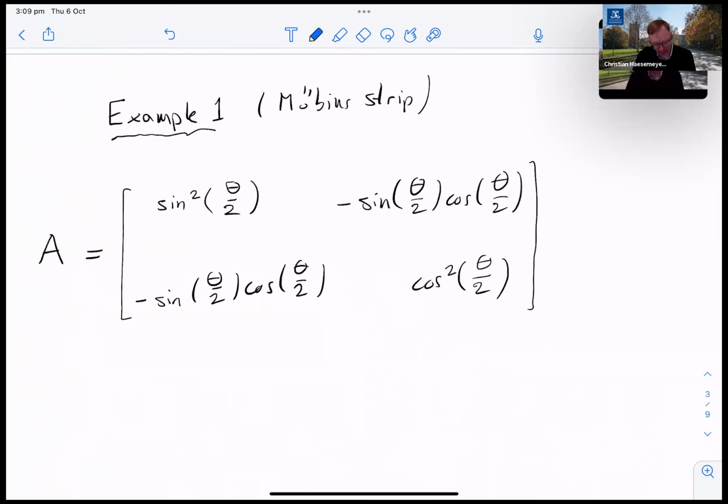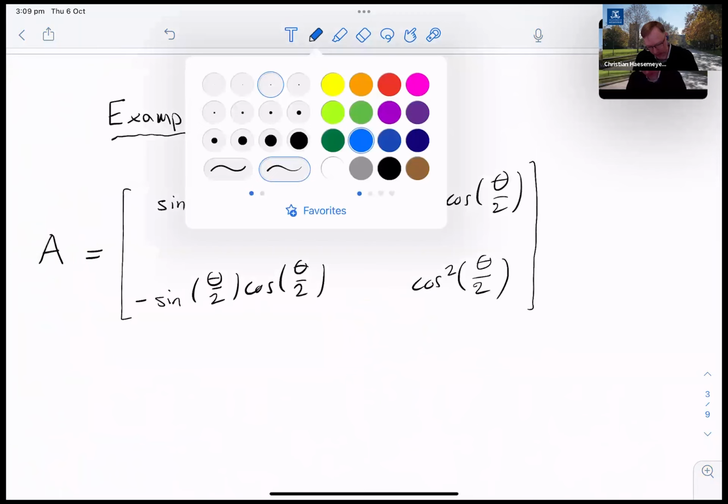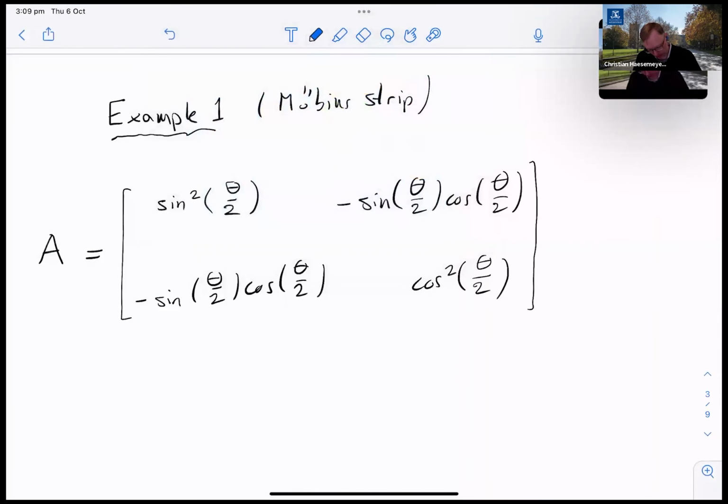So in this case, the matrix is a matrix of functions. So here, the coefficients of the matrix, the little entries in it, are continuous functions, and they're continuous functions on the unit circle.